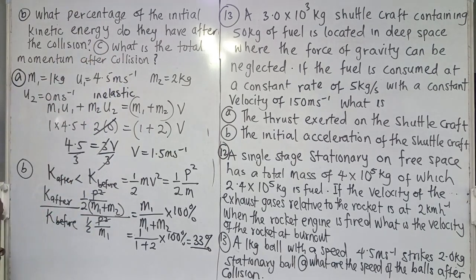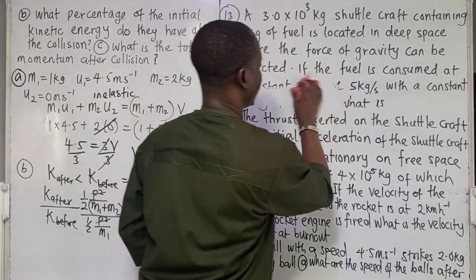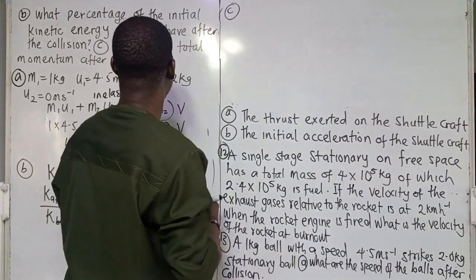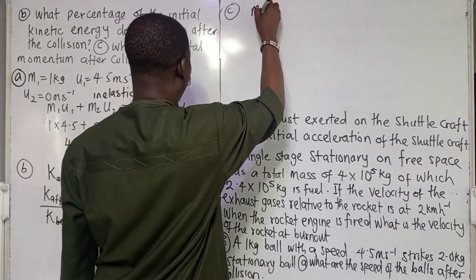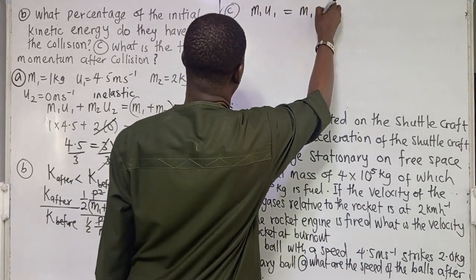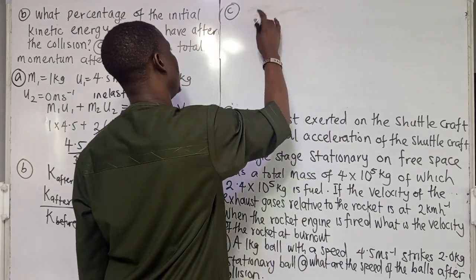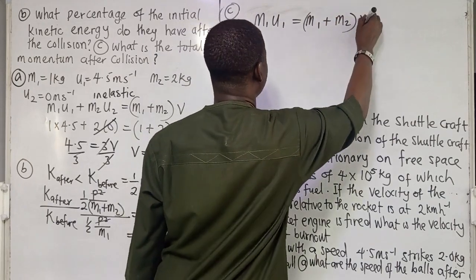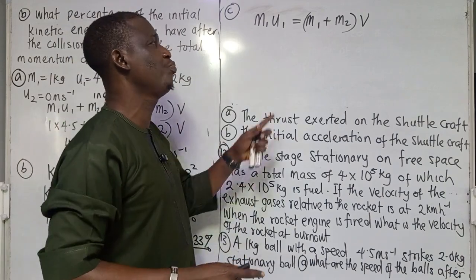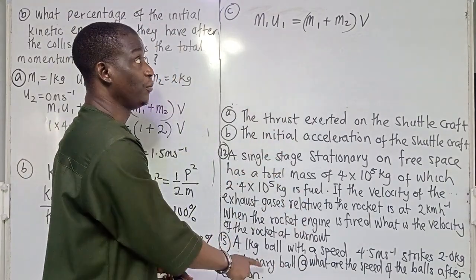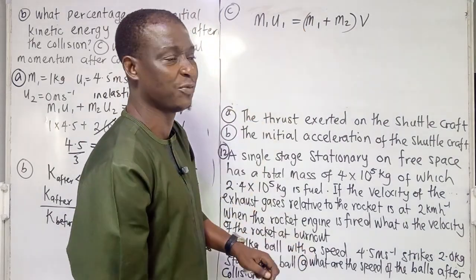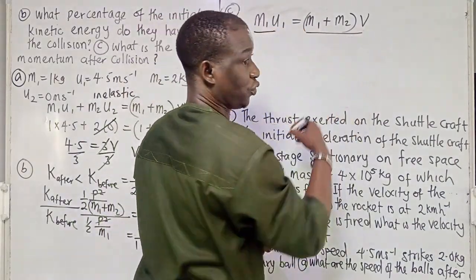Let's go to the last one, which is C. Let me solve it here. Now, the last one says: what is the total momentum after collision? Don't forget that M1 U1 equals M1 plus M2 times V. This is the momentum before collision, because one of the bodies is stationary, which is M2. So momentum before collision and momentum after collision is the same. You can either use this one or this one to solve it.